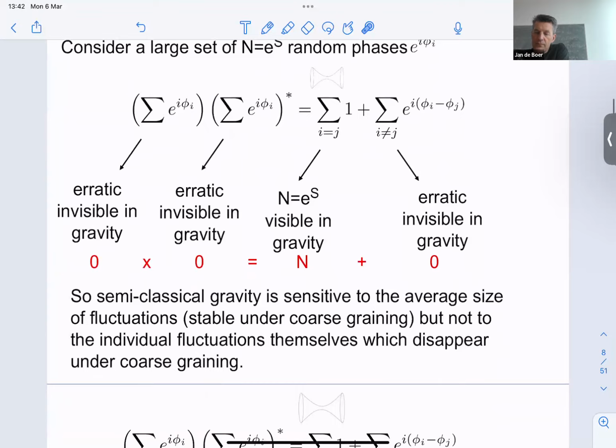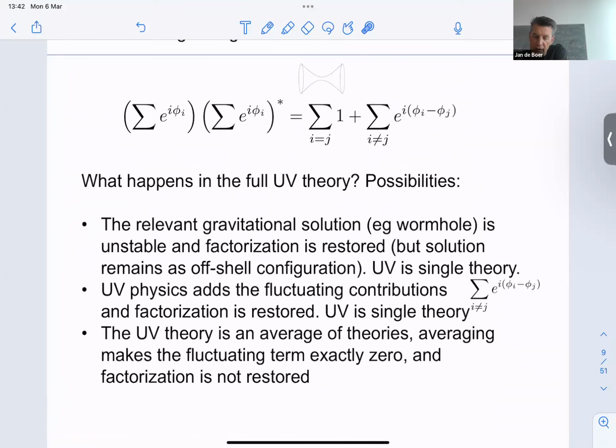Now coming back to what happens in the full UV theory. So there are several possibilities here. Suppose that this is the right cartoon of what a low energy theory of gravity is doing. It's doing some coarse graining, which leads to apparent mistakes. And those apparent mistakes are due to the coarse graining procedure that low energy gravity somehow applies to the full UV theory.